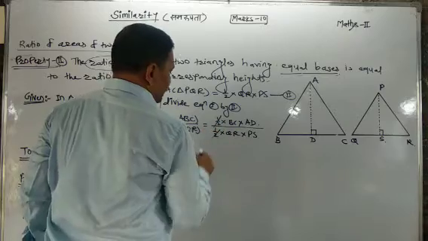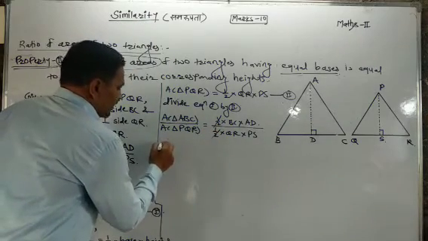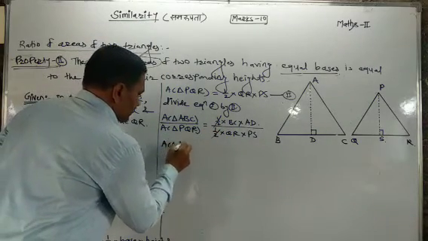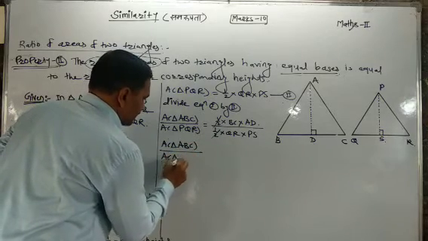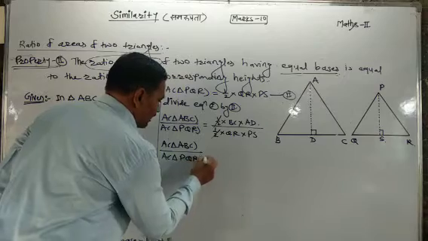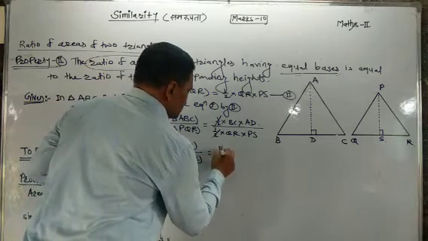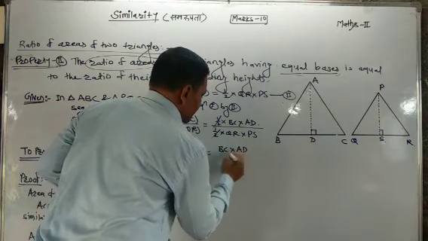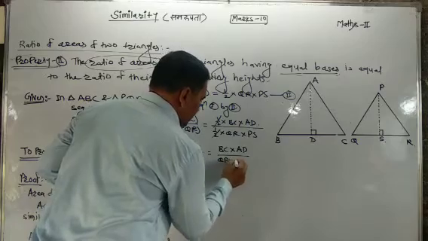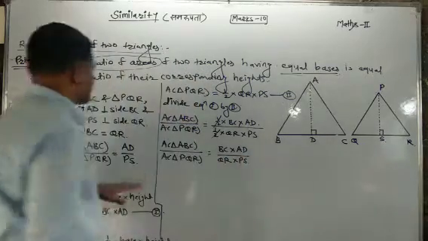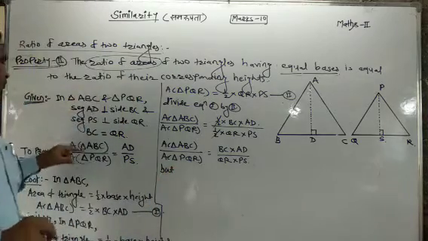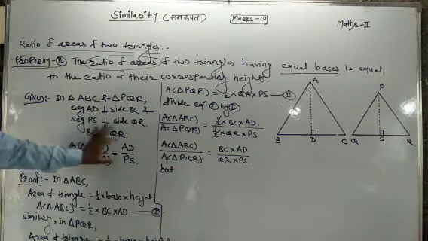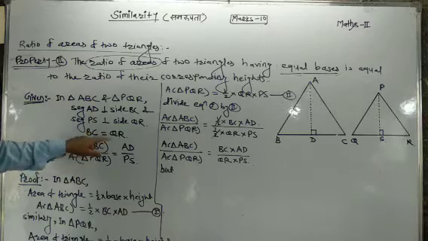Now this half gets cancelled. What do we get here? Area of triangle ABC divided by area of triangle PQR equal to BC into AD divided by QR into PS. But we want to prove that the ratio of areas of two triangles is equal to AD by PS. Means BC and QR are equal.